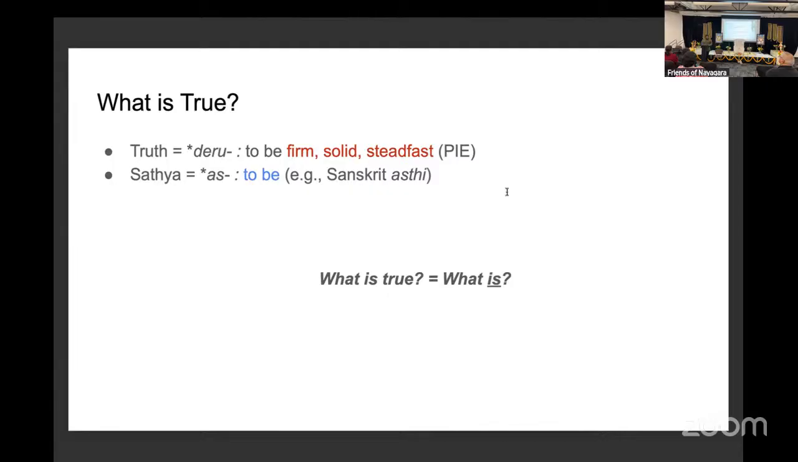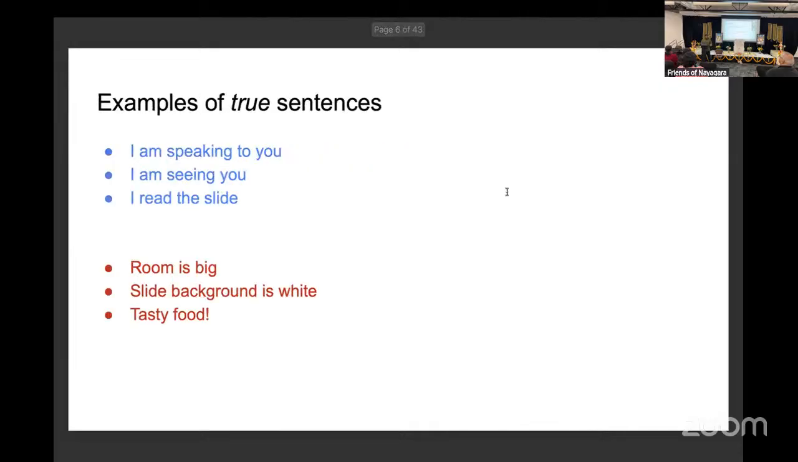Okay, so let's just look at some examples. Nothing I say will be very complicated. It'll be very, very straightforward, very pedestrian. So, examples of true sentences. I am speaking to you. I am seeing you. I read the slide. But there's other sentences I can make. Room is big. Slide background is white. Tasty food. These are all true sentences. I hope most people agree with the last sentence.